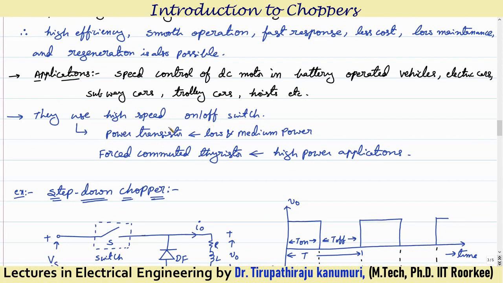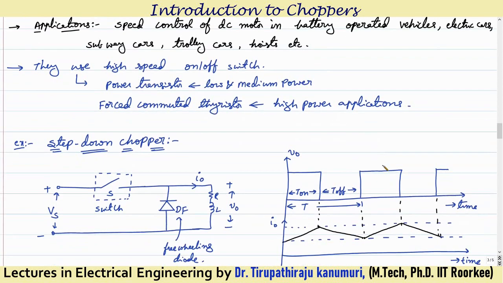So for doing this turn on and turn off, that means the high speed operation, we generally go for the power transistor for low and medium power applications, and we go for forced commutated thyristors. That means externally commutated thyristors are used for high power applications.